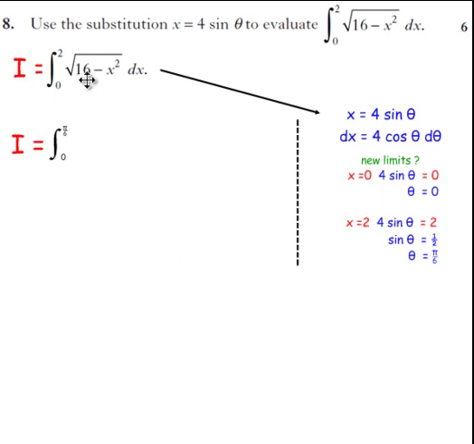Our next thing is to now substitute for the x and for the dx. So we're going to have the square root of 16 minus, instead of x squared, we're going to have 16 sine squared theta.